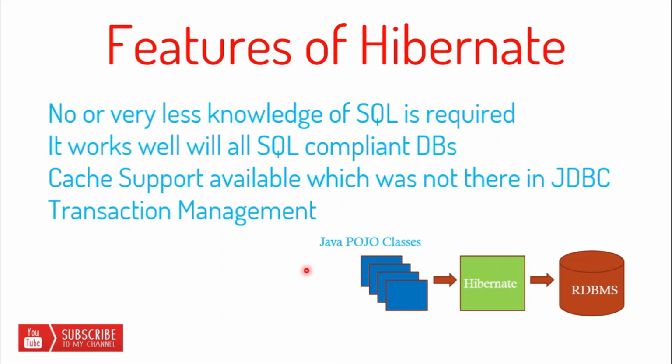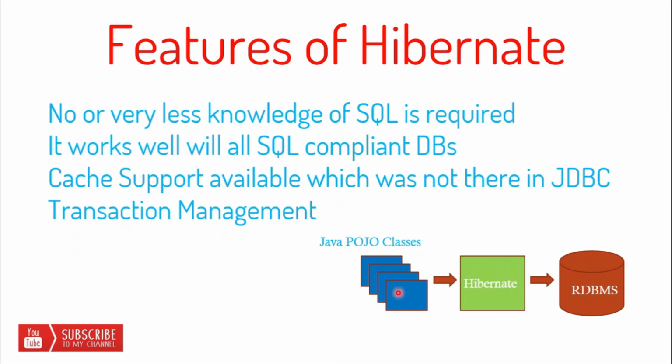So as we were discussing, there was no transaction management available in case of JDBC, but Hibernate provides a mechanism for transaction management itself. So here you can see this is how the high level of Hibernate structure is. We have POJO classes, one class per table we can say as of now, and we have database on the other end as well, and in between we have Hibernate.